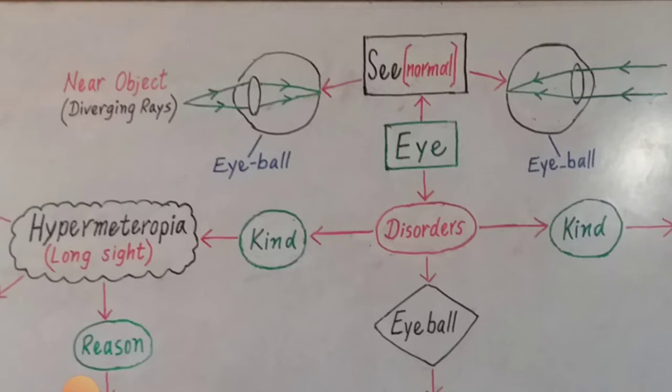The process of seeing a nearer object occurs normally when the light rays from the near object are diverging, so they appear to be diverging from this object. These diverged rays, emitted from a near object, enter the eye and pass through the lens of the eye, and they converge on the retina, so the image forms on the retina.